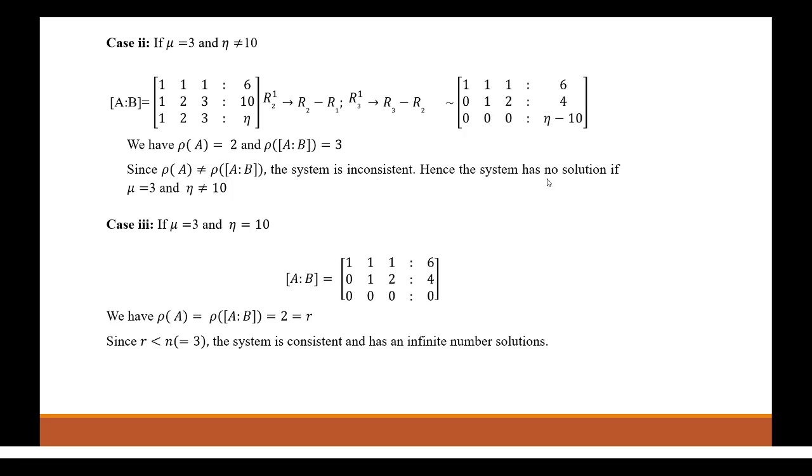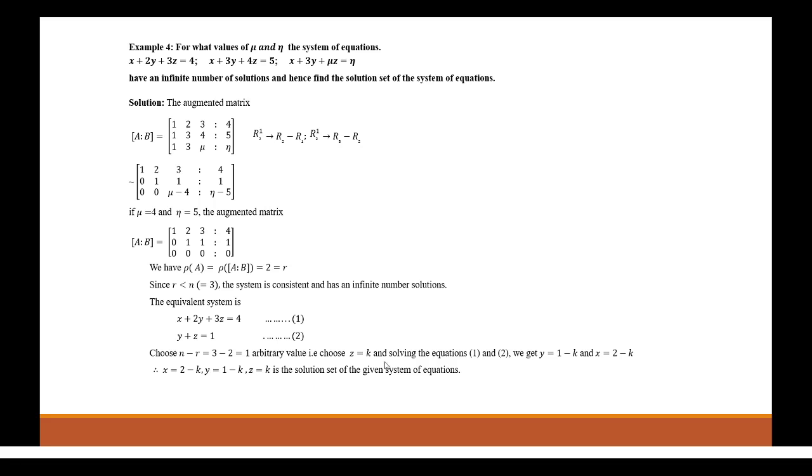Yes, the system has no solution if mu is equal to 3 and n is not equal to 10. In case 3, if mu is equal to 3 and n is equal to 10, then the rank of the augmented matrix and the rank of matrix A is reduced to 2, since R is less than n. There are 3 unknowns, so the rank is less than the number of unknowns. The system is consistent and has an infinite number of solutions.